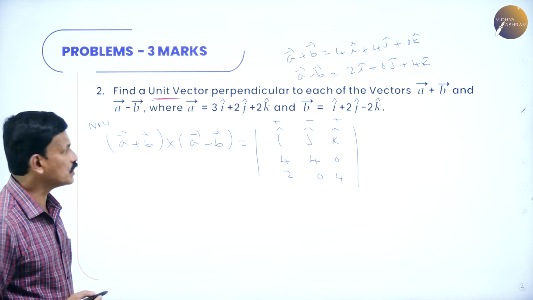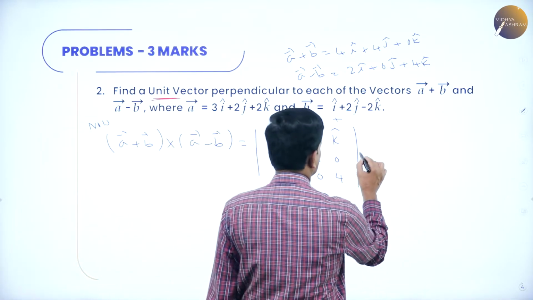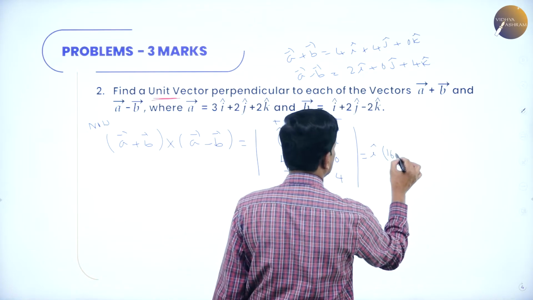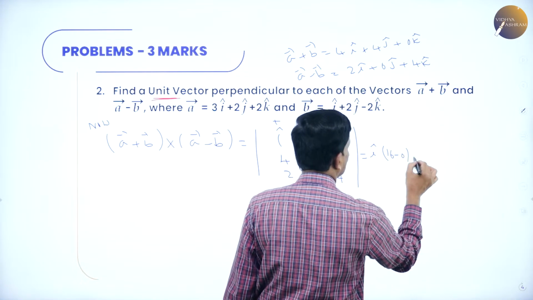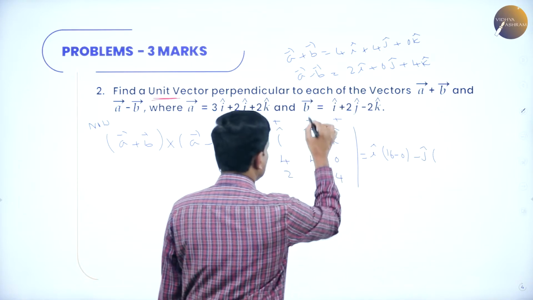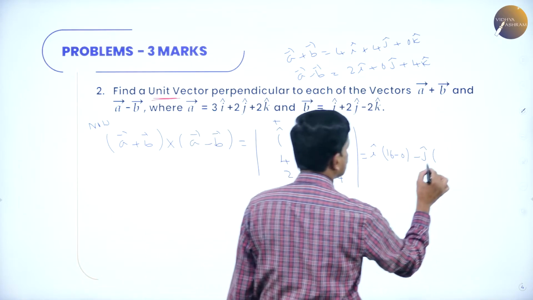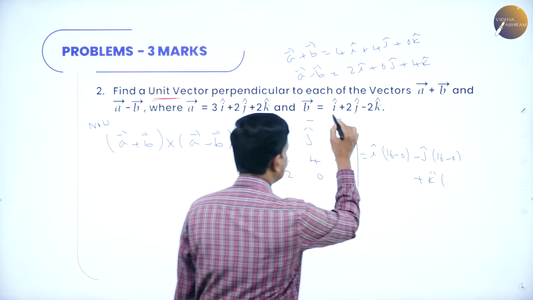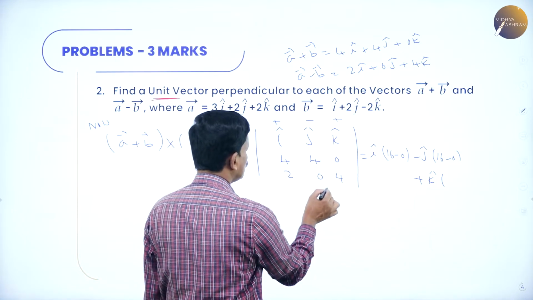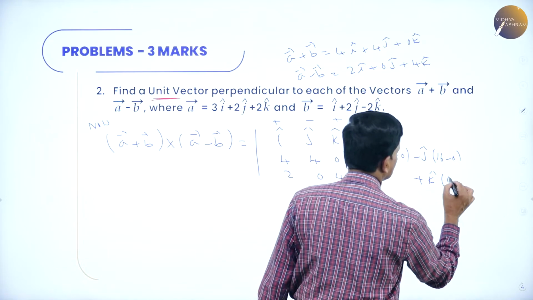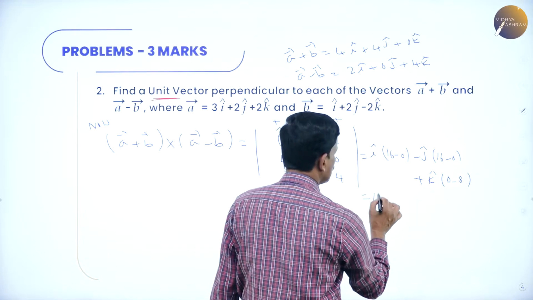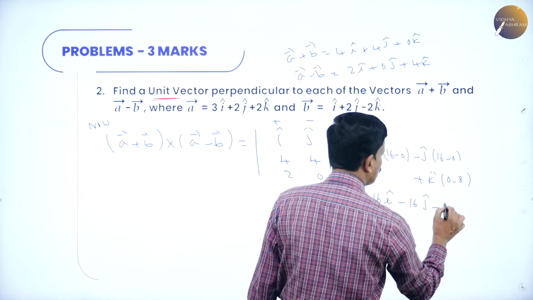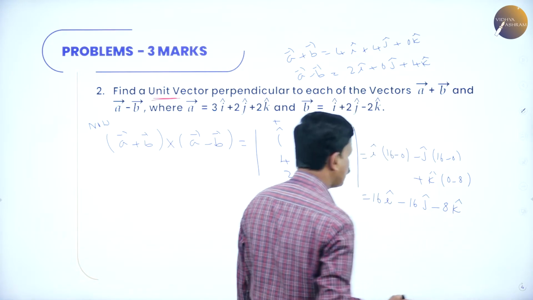Expand with respect to the first row. So this can be written as i cap into 4 4s are 16 minus 0, minus j cap into 4 4s are 16 minus 0, plus k cap into 0 into 4 is 0 minus 8. So this can be written as 16i minus 16j minus 8k cap.